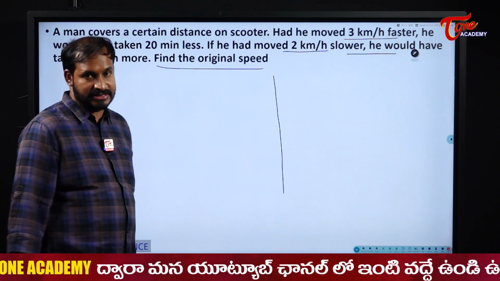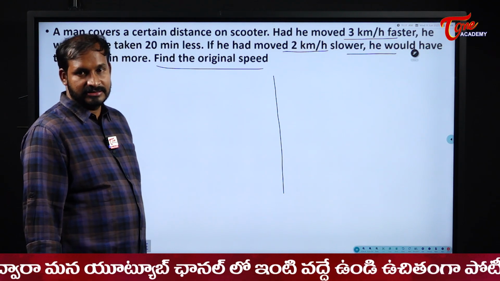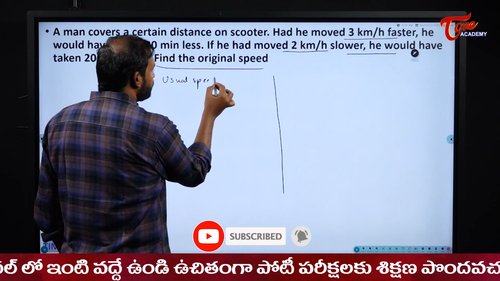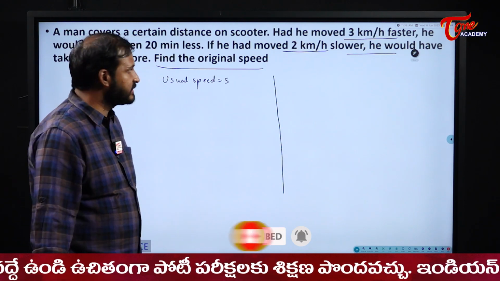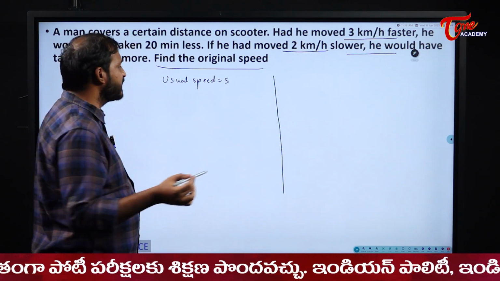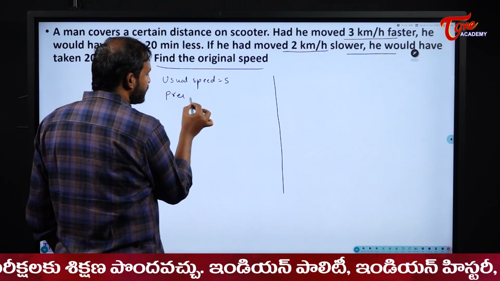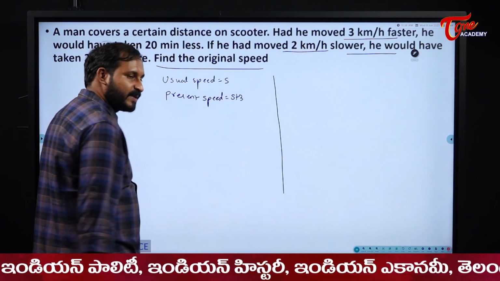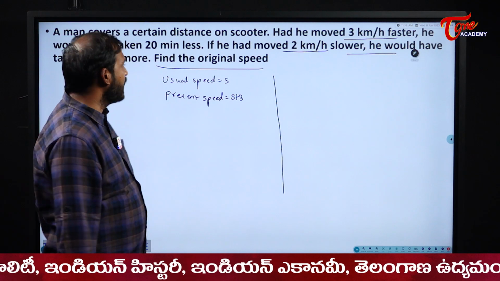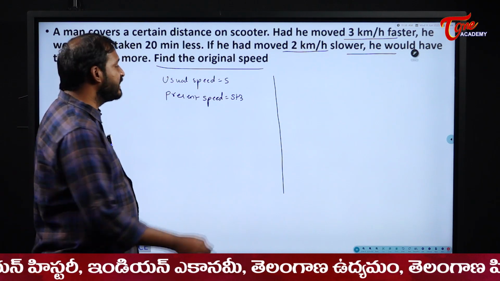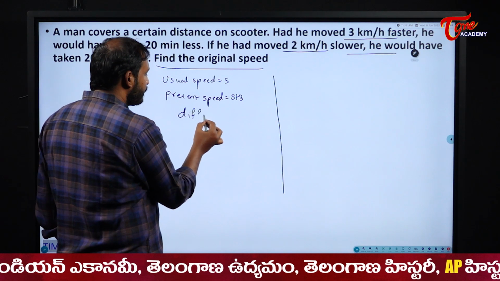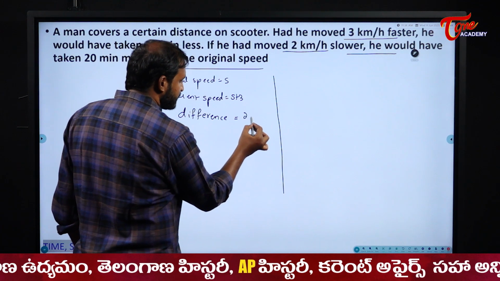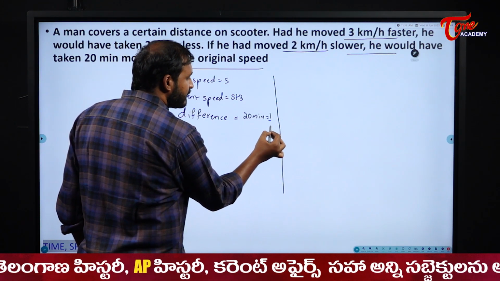That is his usual case. Assume his usual speed is some S. Now, had he moved 3 kmph faster, his present speed will become S plus 3. And he would have taken 20 minutes less. What is the difference in time? 20 minutes. That means I can write it as 1 by 3 hours.